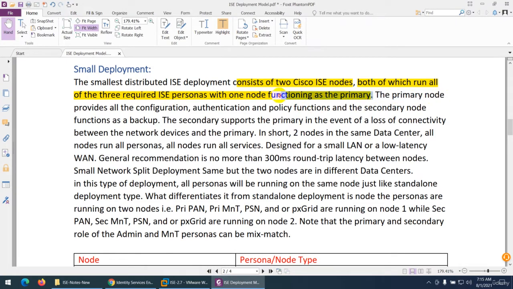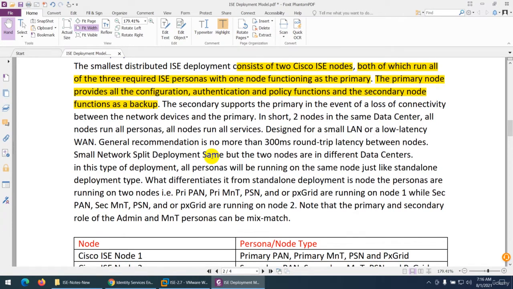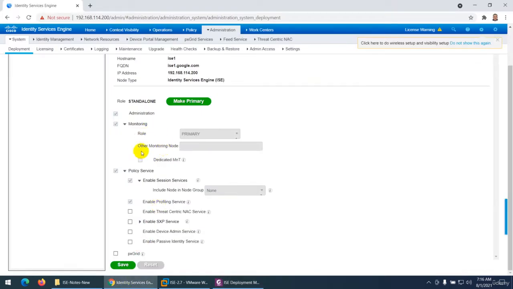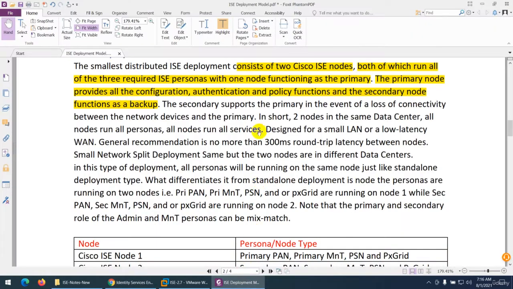It means the primary node provides all the configuration, authentication and policy functions, and the secondary node works as a backup, because in a small deployment we have 2 boxes. One box plays the role of primary, another plays the role of secondary. You can divide this, but all 3 services in one box are primary and all 3 services in the other box are secondary.